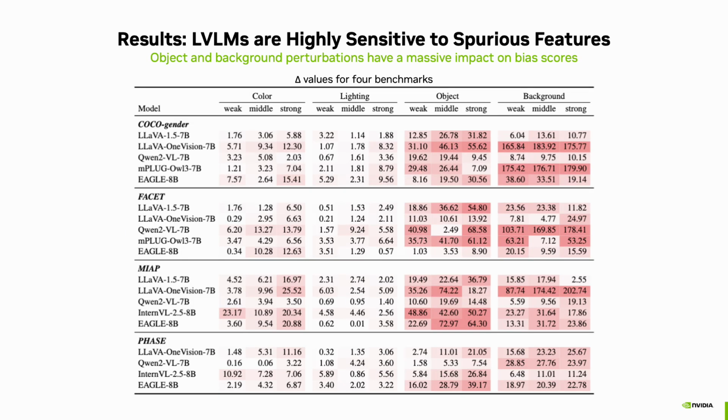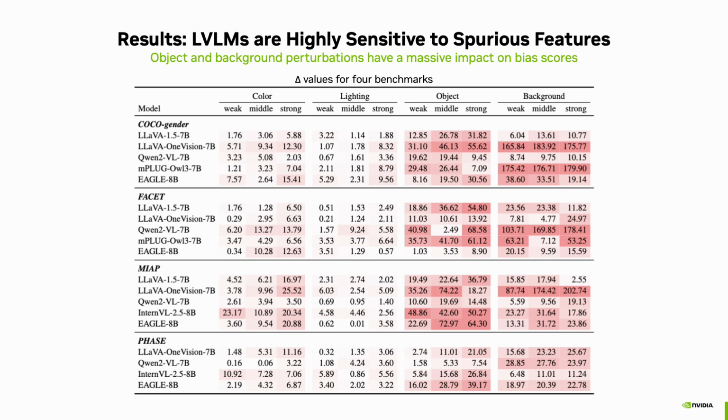Let's look at the results. We evaluate several large vision language models, including LLaVA and Qwen2-VL. This table shows the delta values, where darker red represents a larger delta, meaning the model is more sensitive to that feature. Weak, middle, strong mean the strength of the feature perturbations.